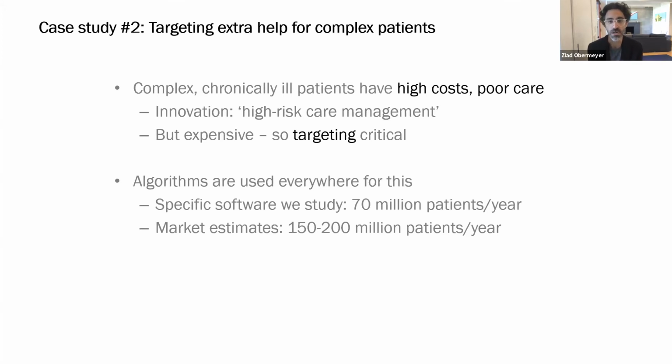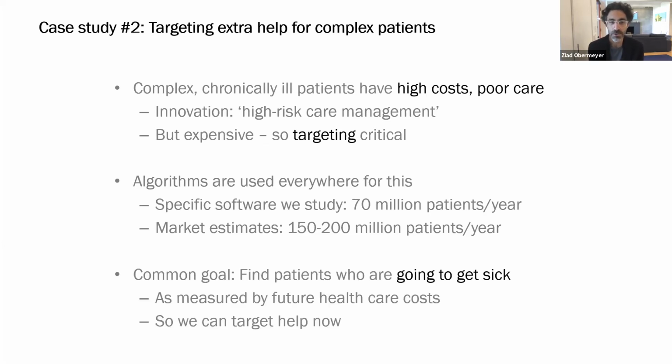So we studied one commercial product that was being used to make screening decisions about high-risk care management for 70 million patients every year. If you look at the market estimates for similar algorithms, those are being used for basically the majority of the US population every year. So the scale of these algorithms is enormous. And here's how they all work. The goal is to find patients who are going to get sick. So I want to find patients that I can intervene on today to prevent them from getting sick tomorrow.